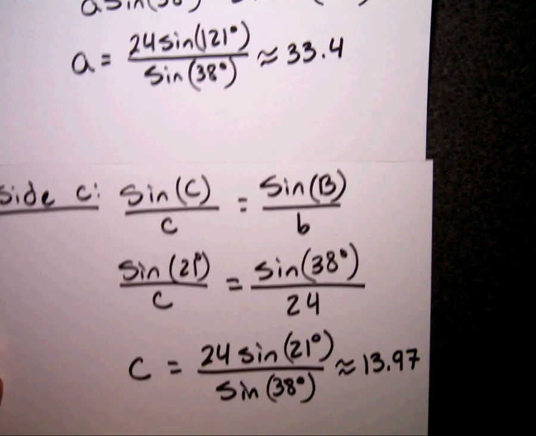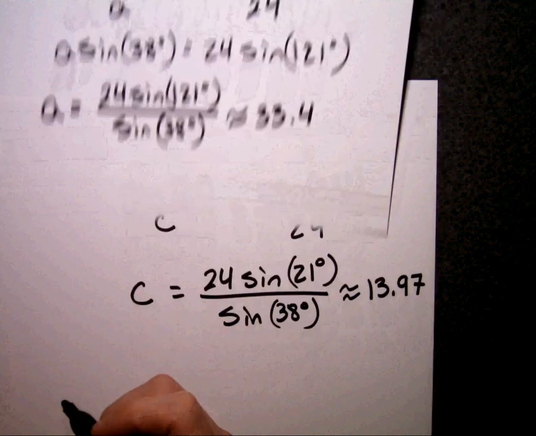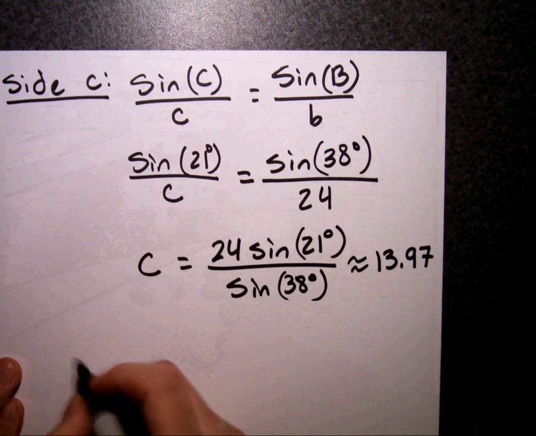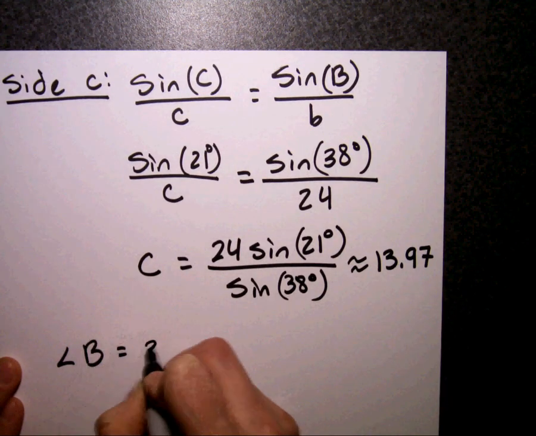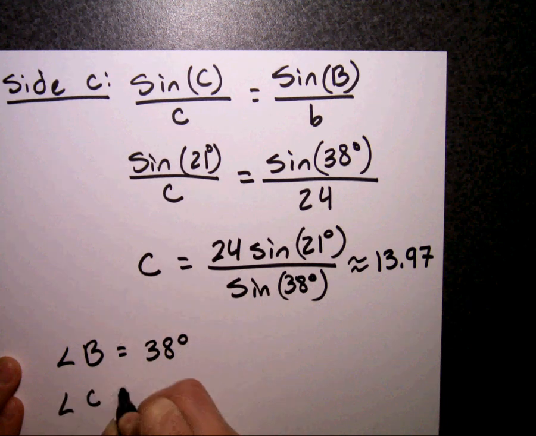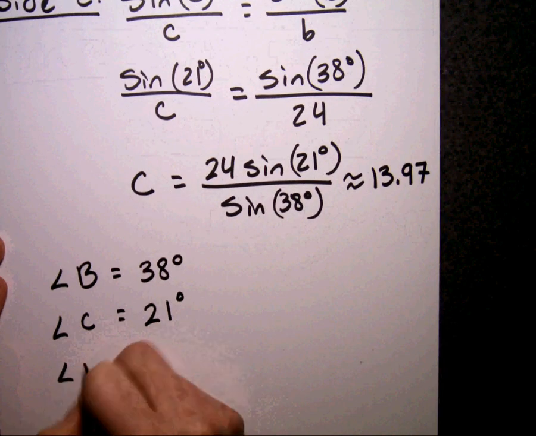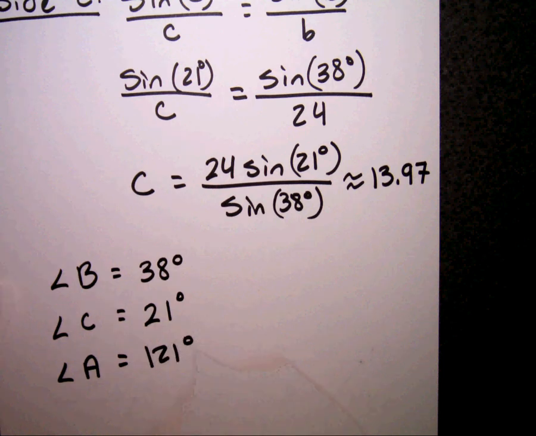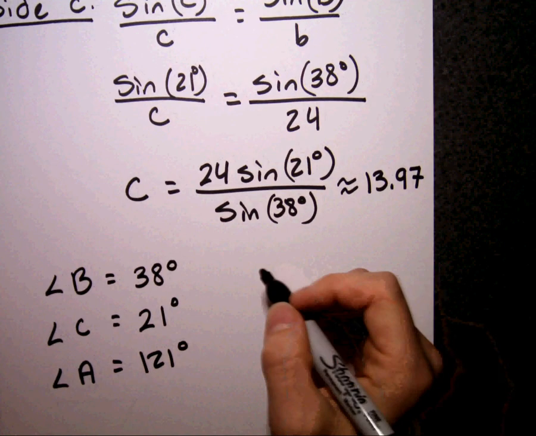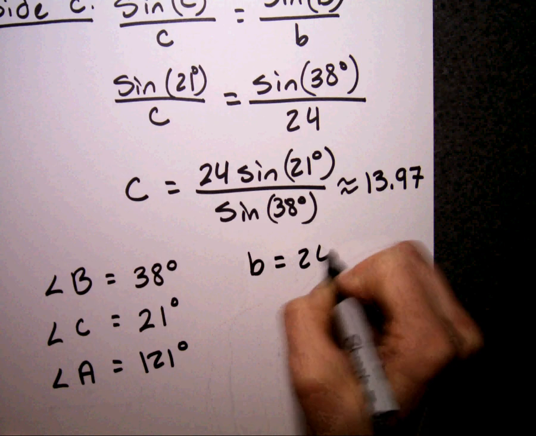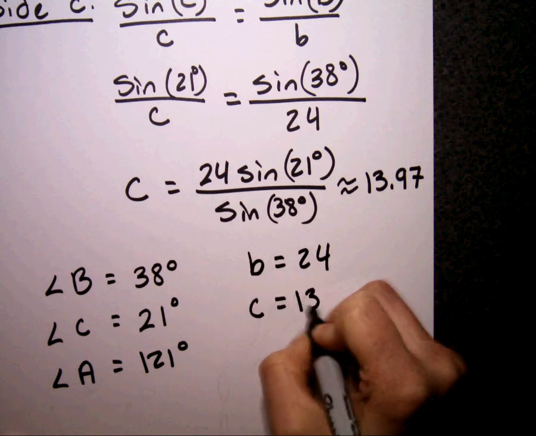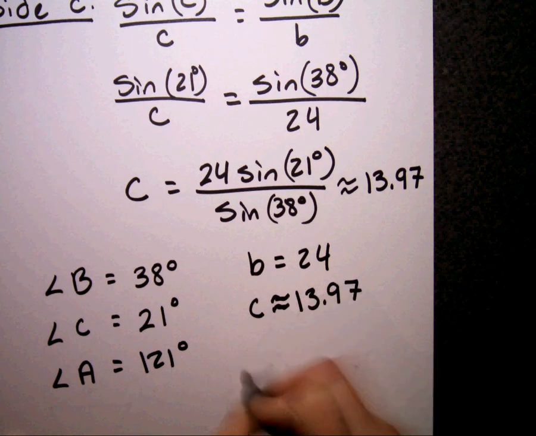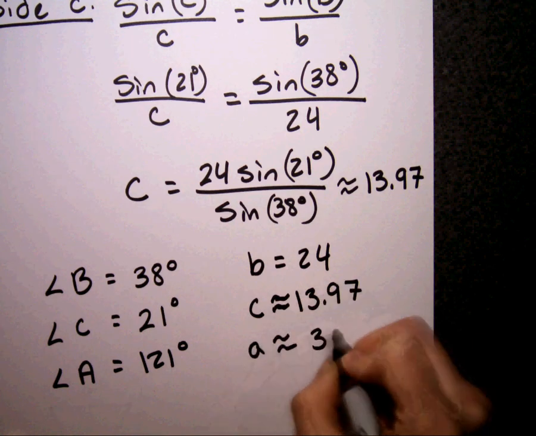So we were given that angle B was equal to 38 degrees and angle C was equal to 21 degrees. And we found that angle A was equal to 121 degrees. We were also given that side B was 24. We found side C to be approximately 13.97, and that side A was approximately 33.4.